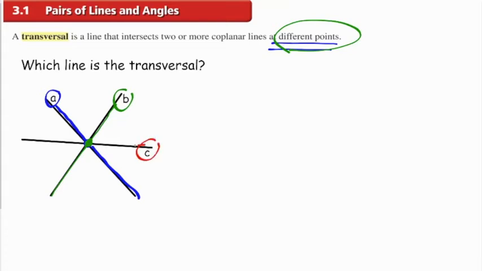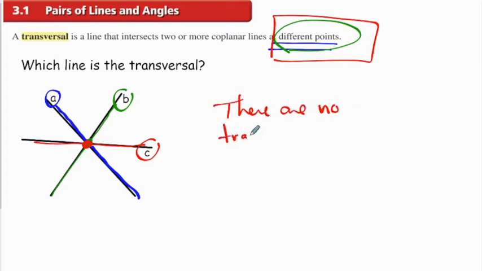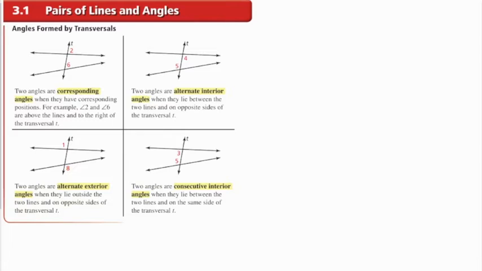And when we trace line C, we see that it touches line A and line B. Again, it does it at one point, but we need it to do it at different points. So line C is not a transversal. There are no transversals. So we've seen three different ways that the drawings can be made so that we have one transversal, many transversals, or no transversals. Once we start working with images that have transversals, different angle pairs start to show up, and we're going to classify them and spend some time investigating them throughout this chapter.